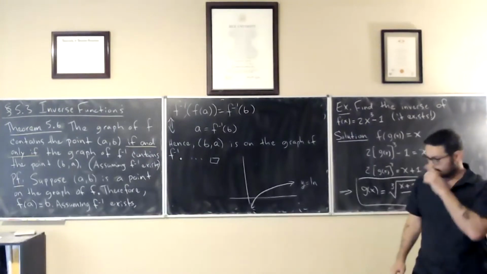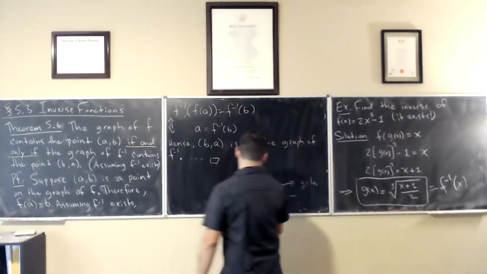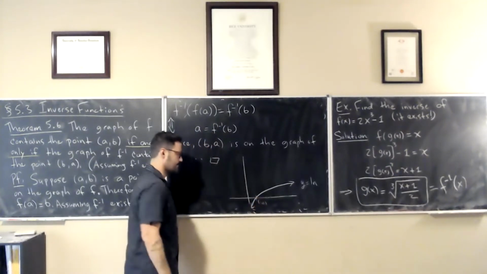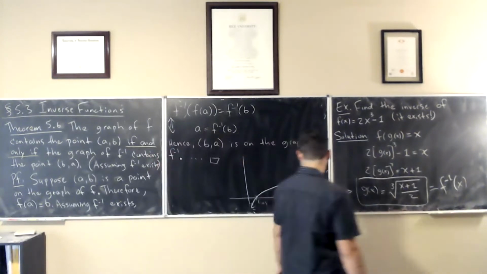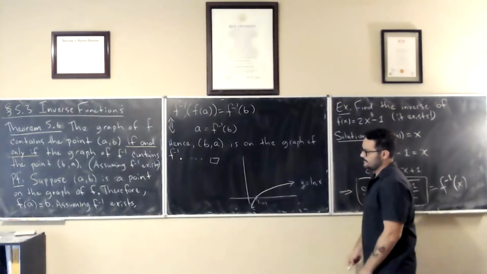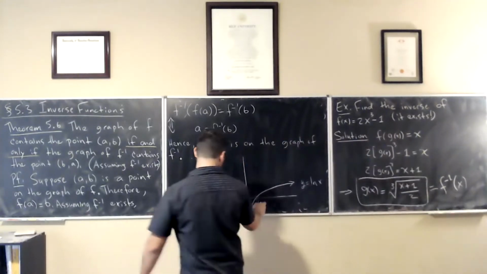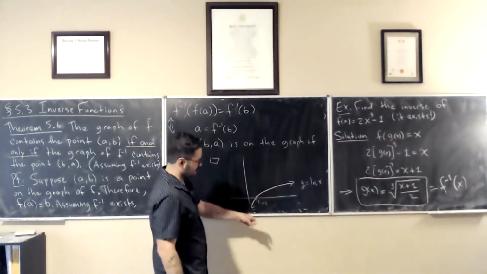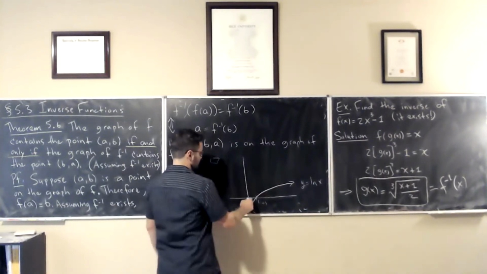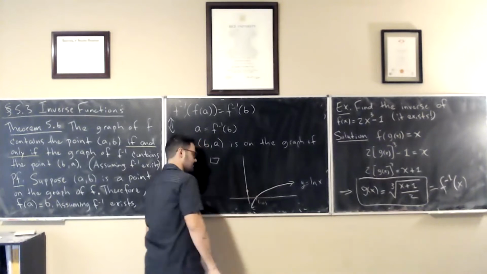Okay. So, what is this point here? That point there is 1, 0, right? So if there is an inverse of natural log of x, then if the point 1, 0 is on the graph of that, then 0, 1 is on the graph of the inverse. So 0, 1 is like right there.